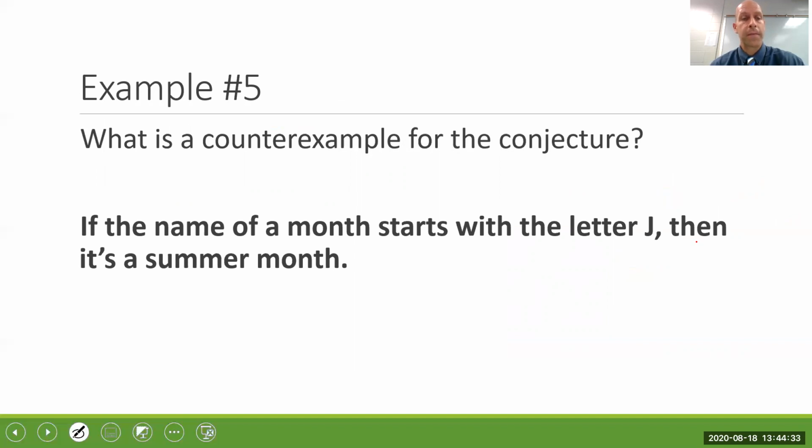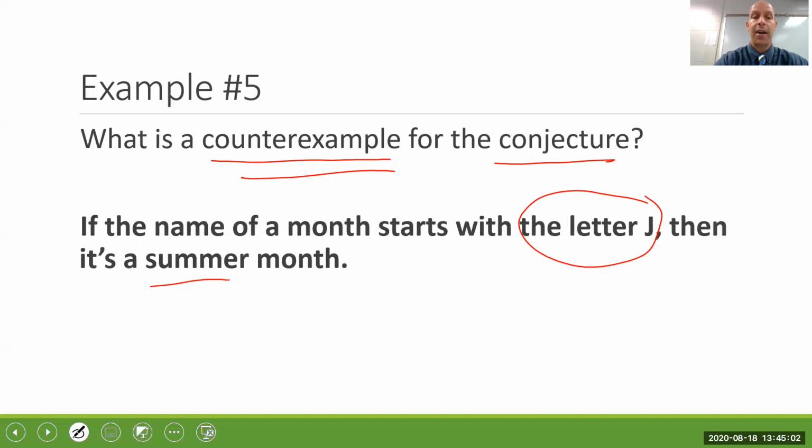So here's my conjecture. If the name of a month starts with the letter J, then it's a summer month. So I'm basically saying in this statement, if you give me a month that starts with the letter J, then it has to be a summer month. So how would I come up with a counterexample for that conjecture? Well, I need to just come up with a month that starts with the letter J that is not a summer month. Can you think of any months that start with the letter J that are not summer months?